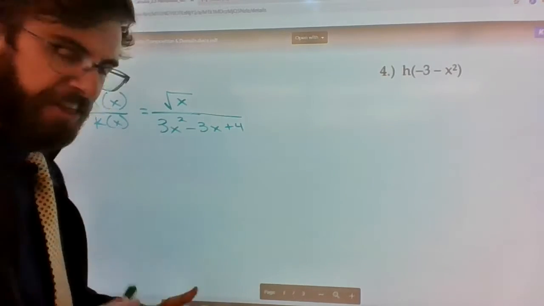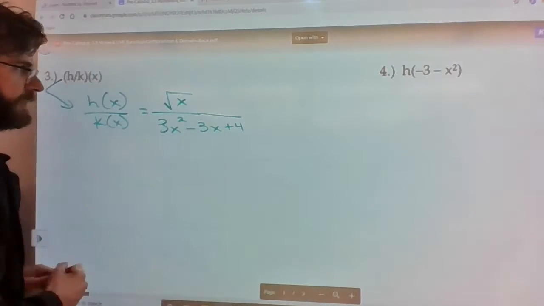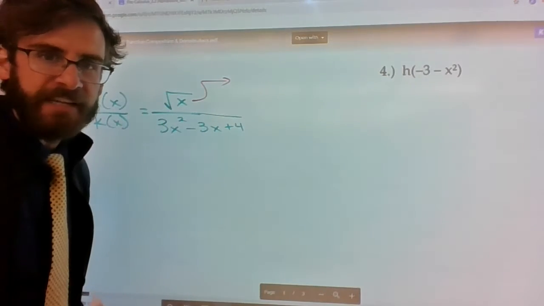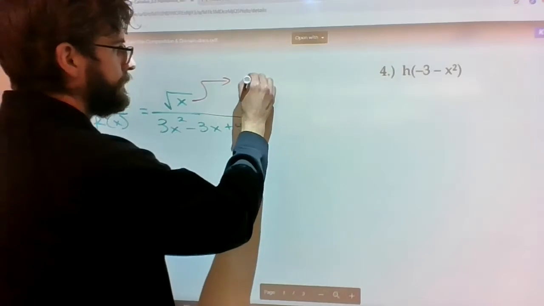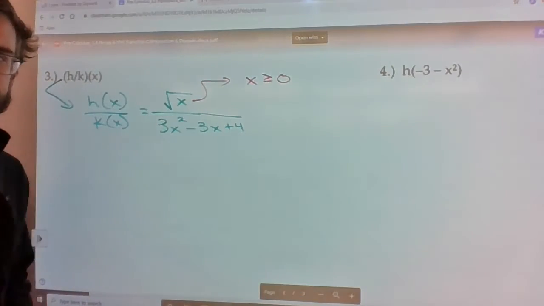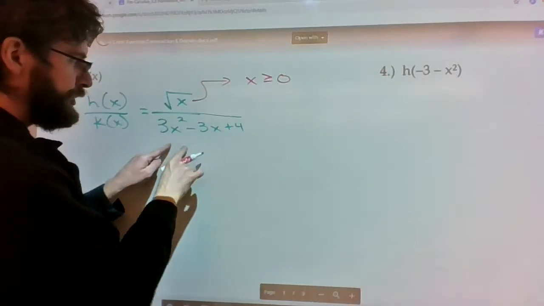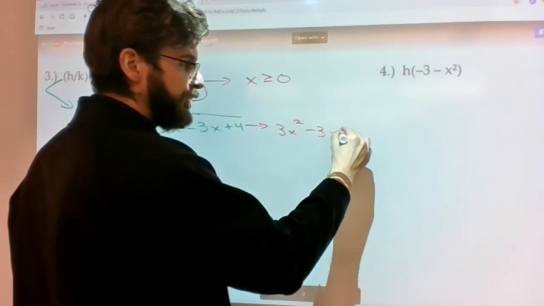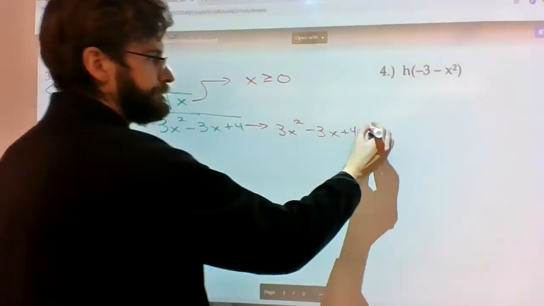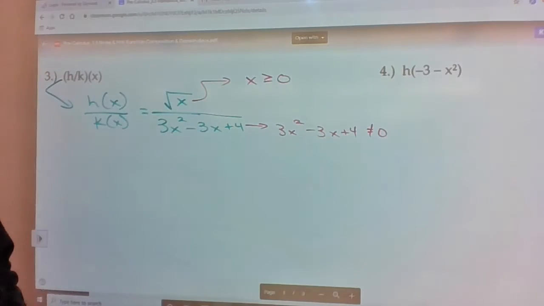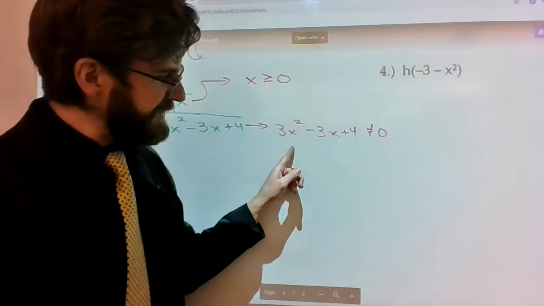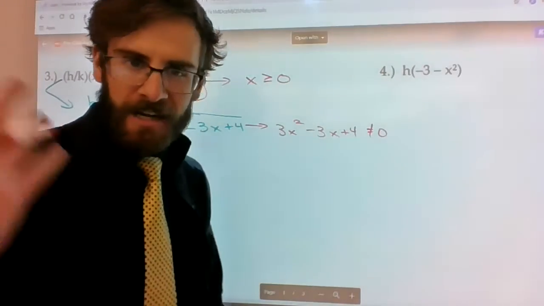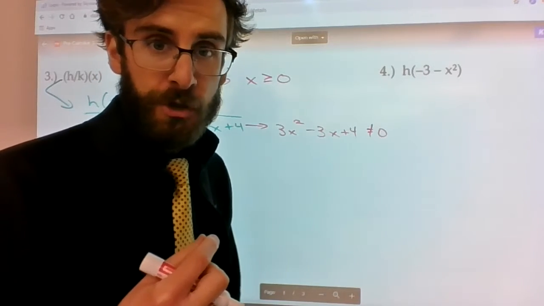So if you recall from the 3.1 lesson we did on domain, any even root means the thing inside of it needs to be set greater than or equal to 0. Okay? And in any fraction, you set the bottom not equal to 0. Those are spots where the function cannot live. So I'm looking at this thing and I'm asking myself, what factors of 12 add up to negative 3? And I'm not coming up with anything. So what we have to do is use the quadratic formula.